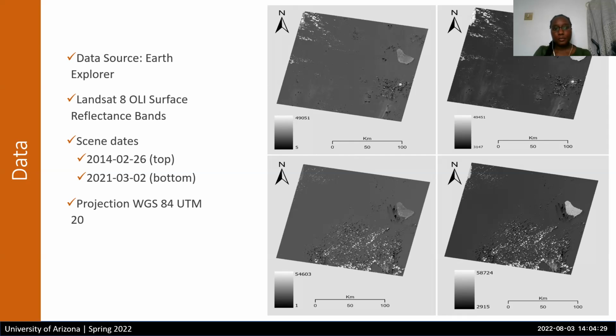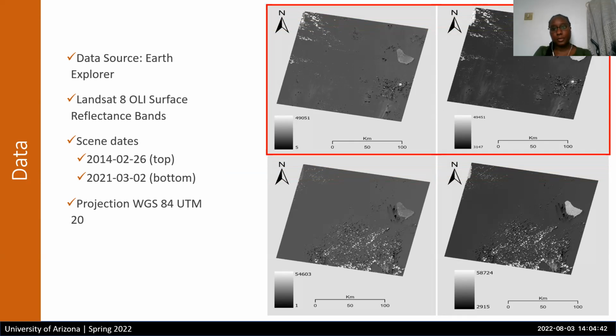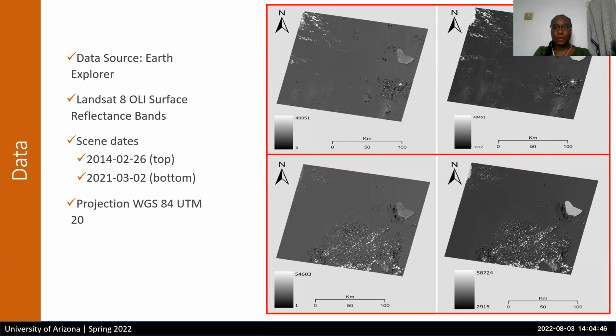The dates chosen for this study were strategically taken within the dry season, when humidity, rainfall, and subsequently cloud cover are climatologically at their lowest. The first date chosen was in February 2014 and the second in March 2021. The projection I'm using in the study is UTM zone 20.